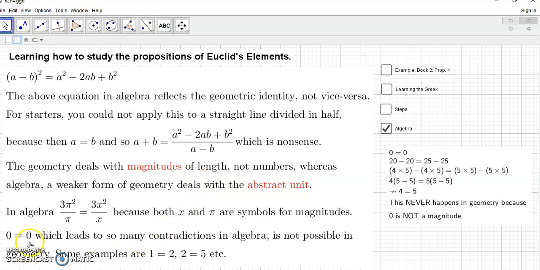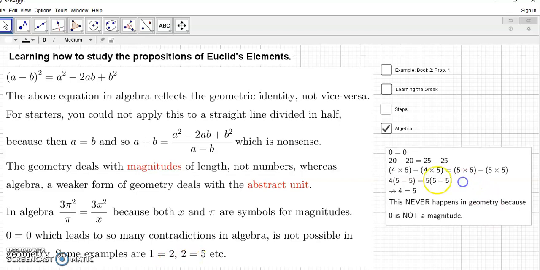Now, 0 equals 0, which leads to so many contradictions in algebra, is not possible in geometry. So you cannot have the scenario in geometry. And because algebra allows this, if one is not careful, one can end up with illogical conclusions, such as 1 equals 2 or 2 equals 5. So let's see an example on the side here.